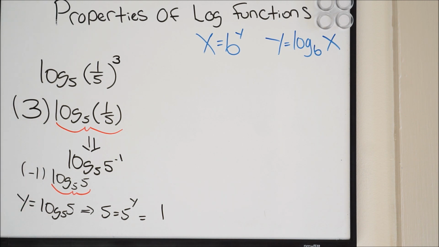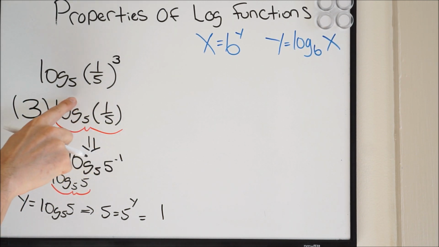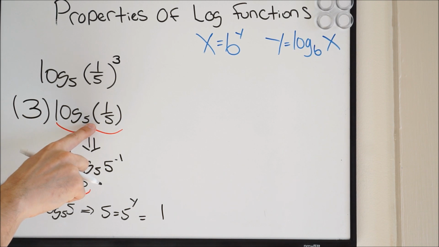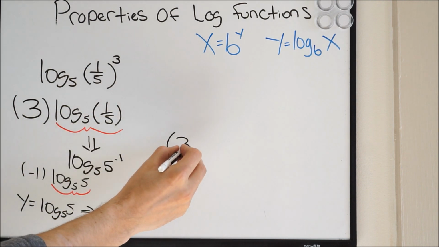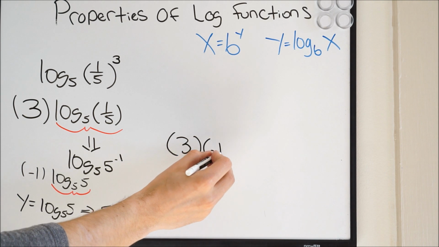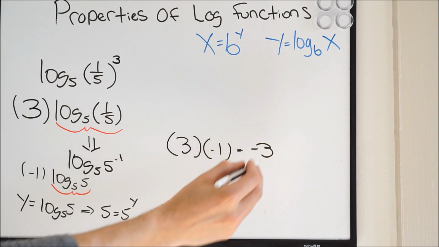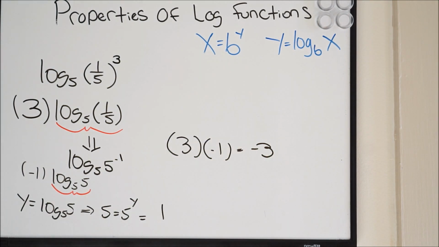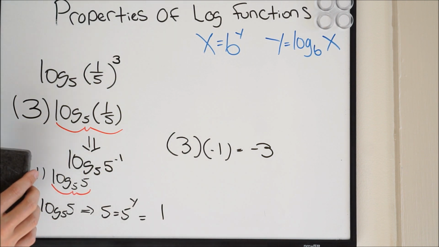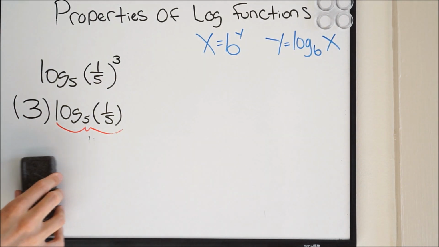So now that we're at -1, going back to this, we know that this whole part right here is going to be -1. So when we do 3 times -1, this will equal -3. So that is your final answer there. Now I'm going to show you another way you could have gone about doing this. Your answer here was -3. Let's show another way you could have done this problem.